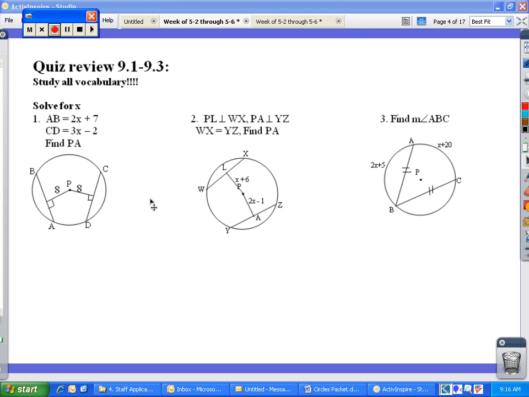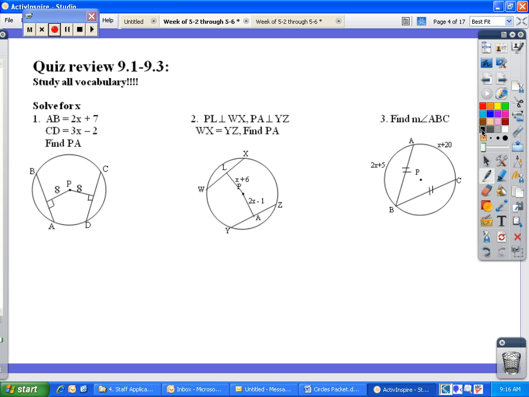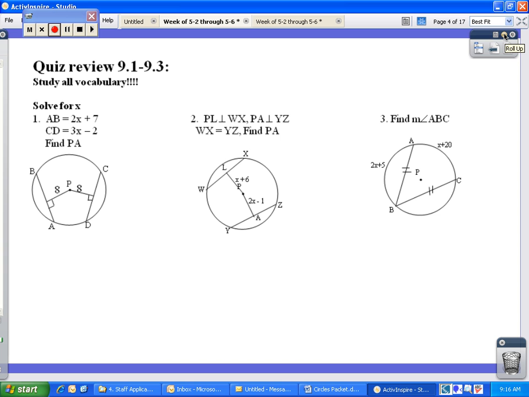Alright, so let's go ahead and go over the review sheet for 9.1 through 9.3. We're going to start off with going over number 1, and in this problem we know that AB is equal to 2x plus 7. We know that CD is equal to 3x minus 2. Now, if I complete these triangles, notice that I have two isosceles triangles, and I know that all of these are congruent.